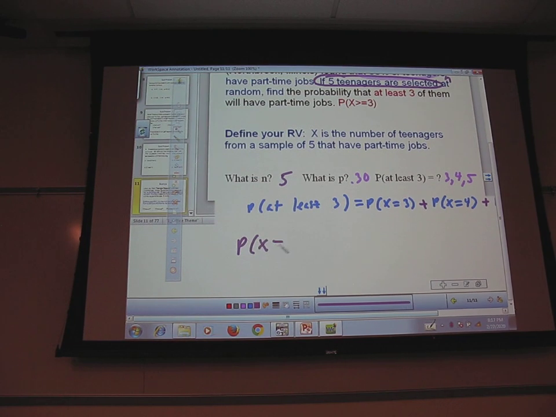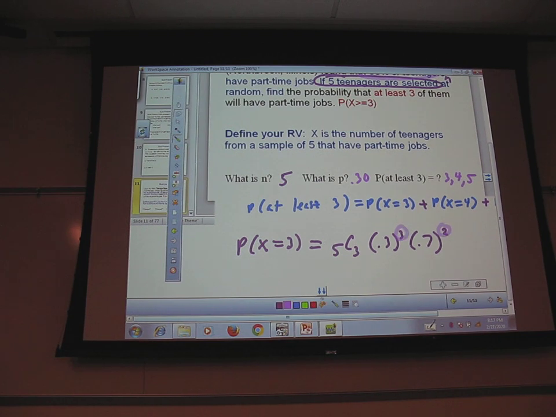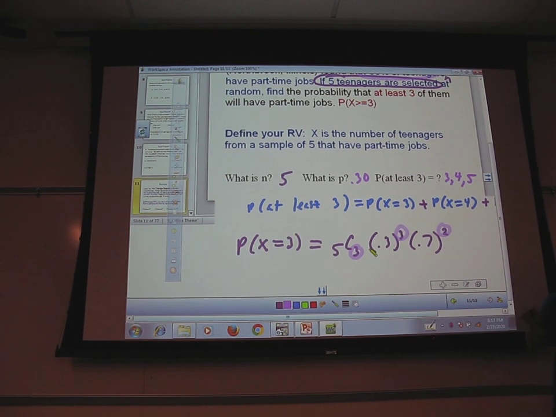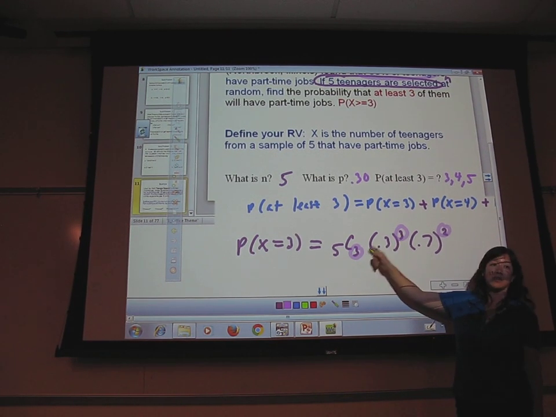Probability x is 3. That is n choose x, 5 choose 3, times little p to the x, so 0.3 to the third, times little q to the n minus x, so it's 0.7 to the, if I have 3 successes, I must have 2 failures, because these two numbers have to add up to 5, my total. Please also notice that my n and my little p and little q are fixed. The only thing that varies is my x.